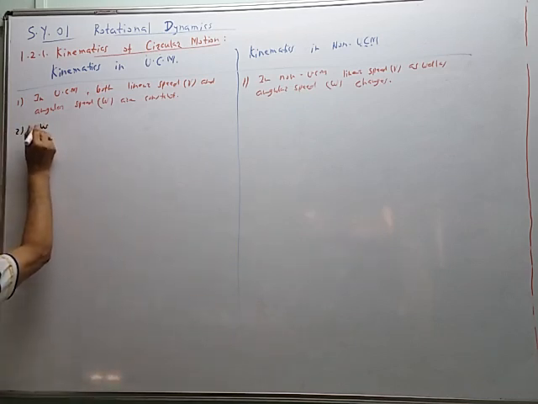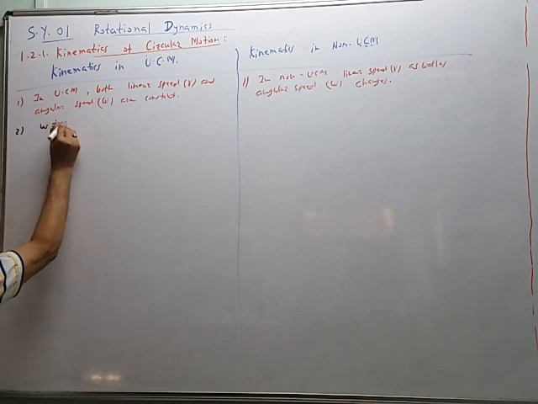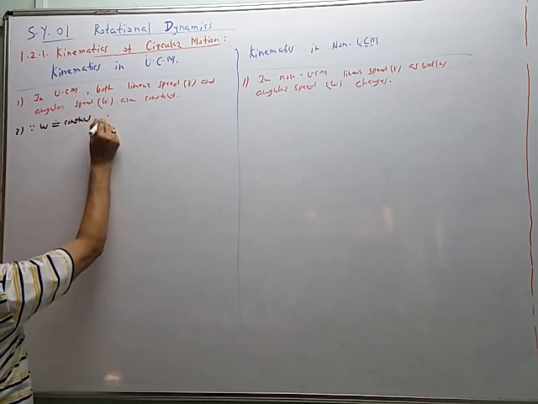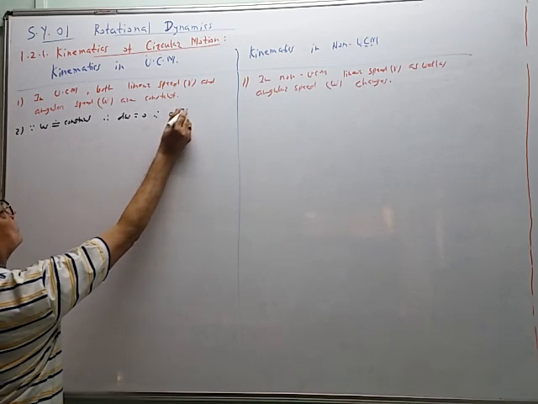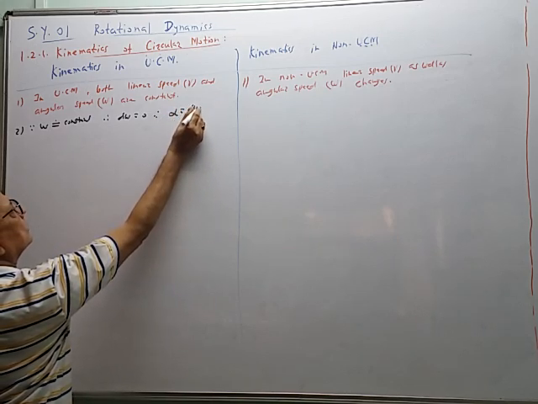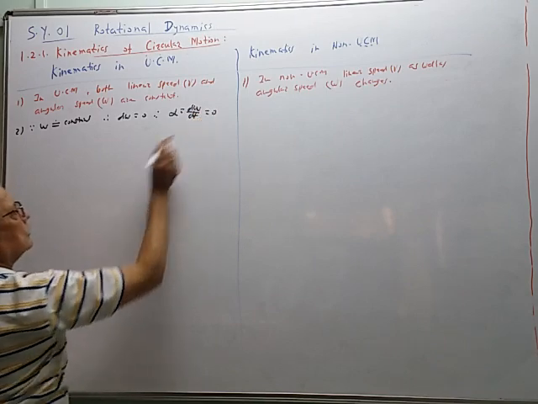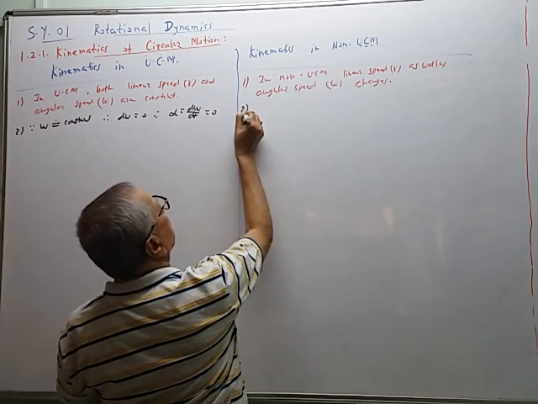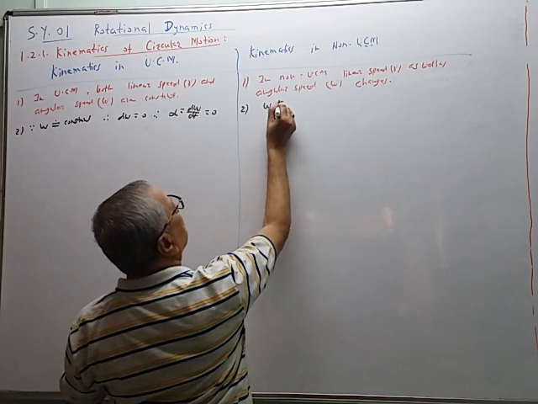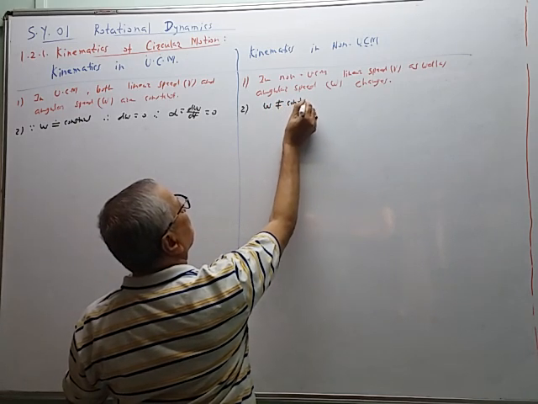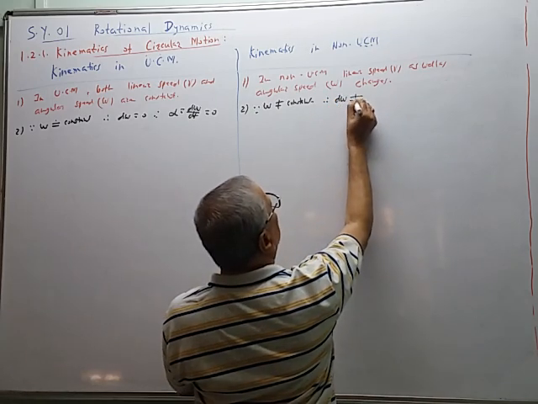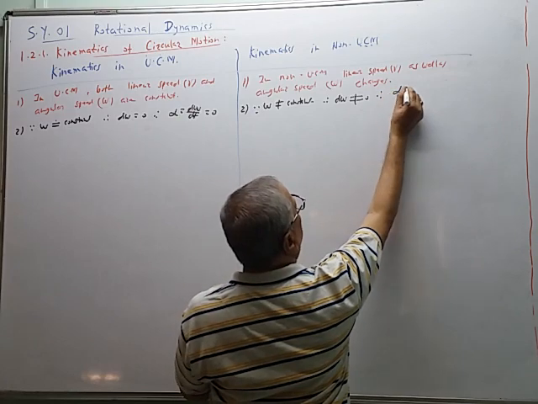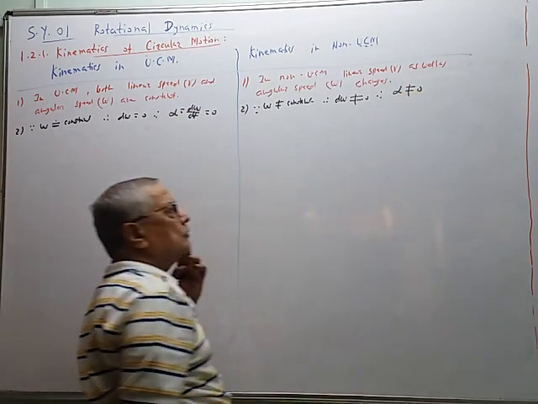Second, that omega is a constant. Since omega is constant, therefore d omega is equal to 0, therefore alpha is equal to d omega by dt is equal to 0. On this side, omega is not constant, therefore d omega is not equal to 0, therefore alpha is not equal to 0.